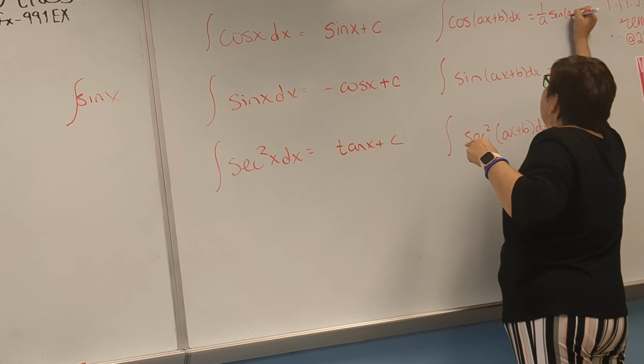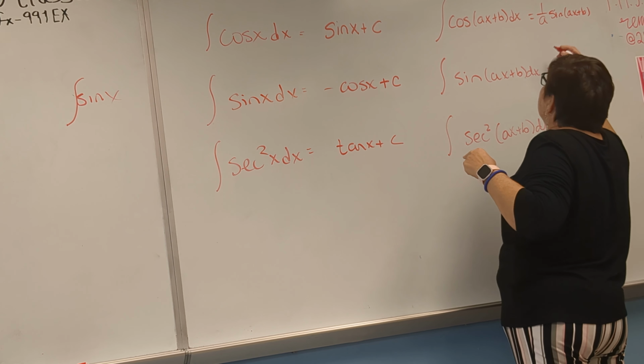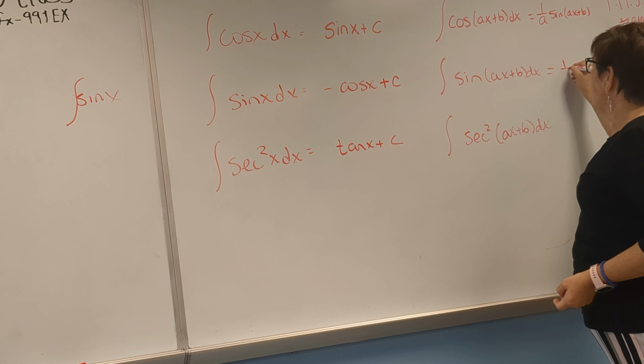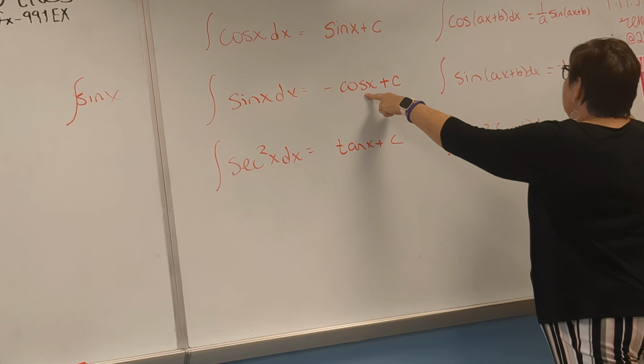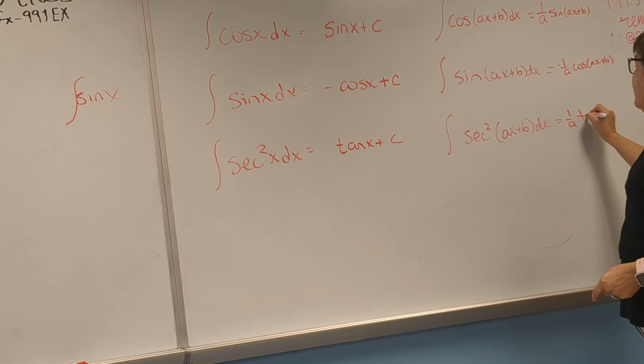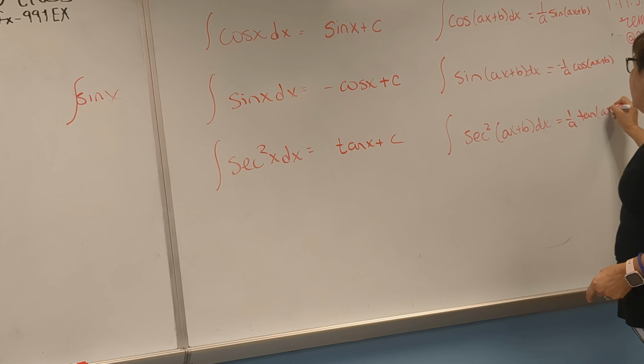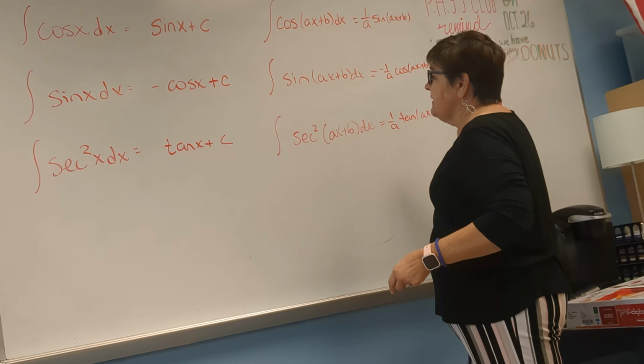Sine of ax plus b. This one would also be 1 over a, negative cosine of ax plus b, and then last but not least, 1 over a, tan of ax plus b. And all of them have a plus c, not 1 and whatever else we think they might be.